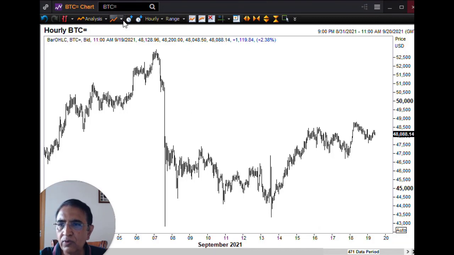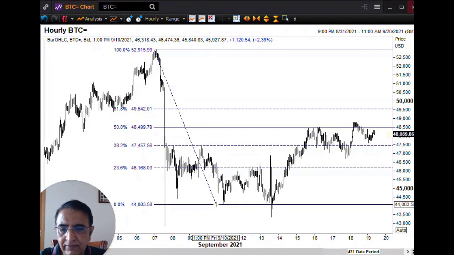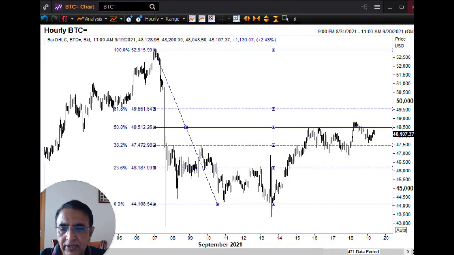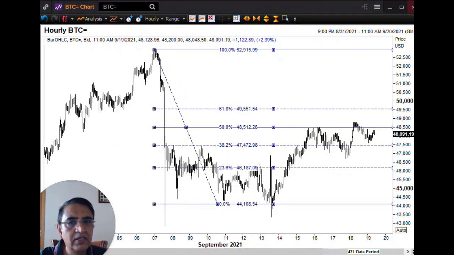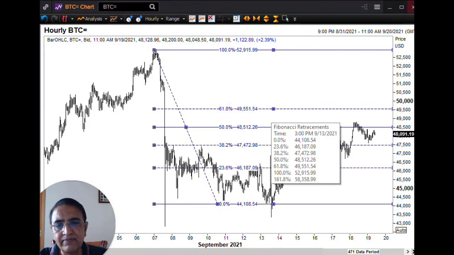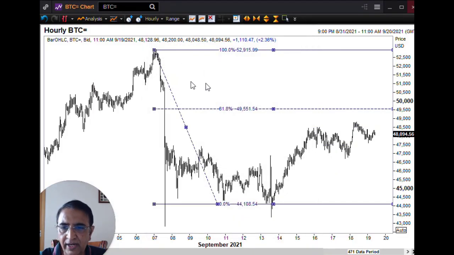So what I'm going to do is take a Fibonacci retracement of this move from the top here up to the perceived low of the wave 5 at this point and see that the 61.8% retracement comes at 49,550. All right, so let's keep that there and get rid of the excess Fibonacci grid.